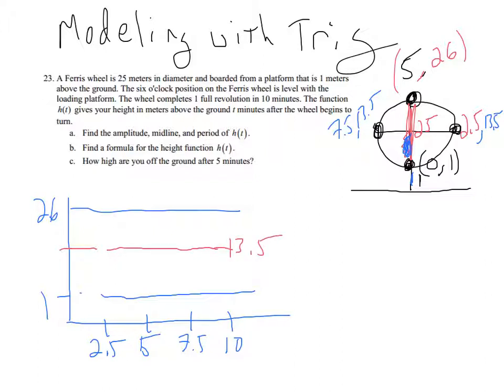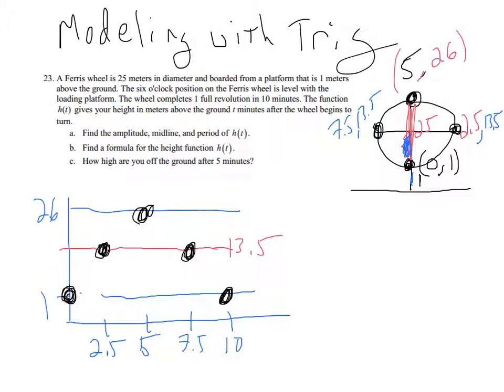So now let's graph some points. At time 0, we're 1 meter up. At time 2.5, we're at 13.5 meters. At time 5, we're way up at 26. At 7.5, we're back down to 13.5, and then we're back down here at 10. Now, you could talk about this being a sine graph. I think it's easier to think about this as a cosine graph that's been reflected.